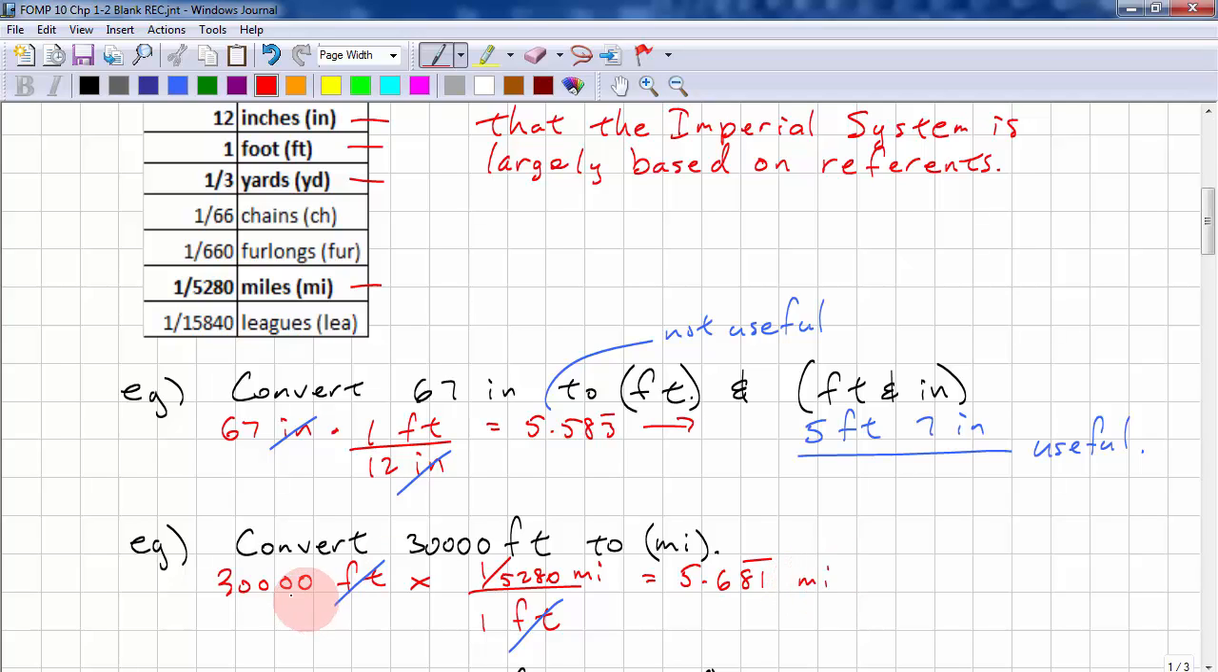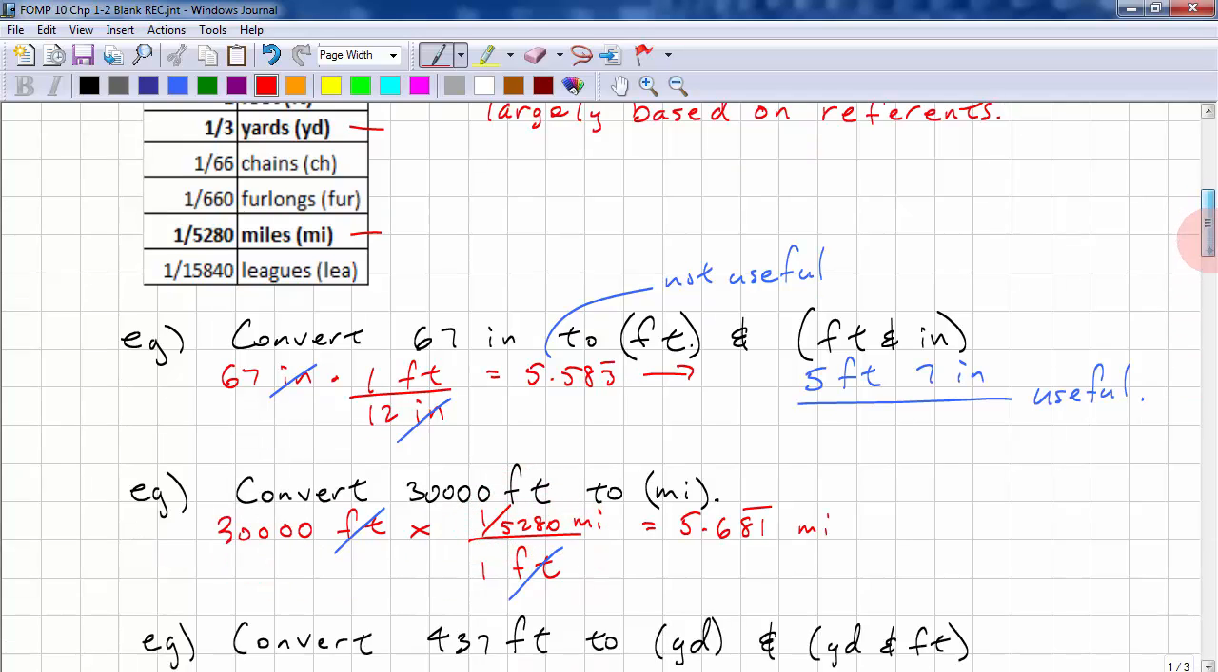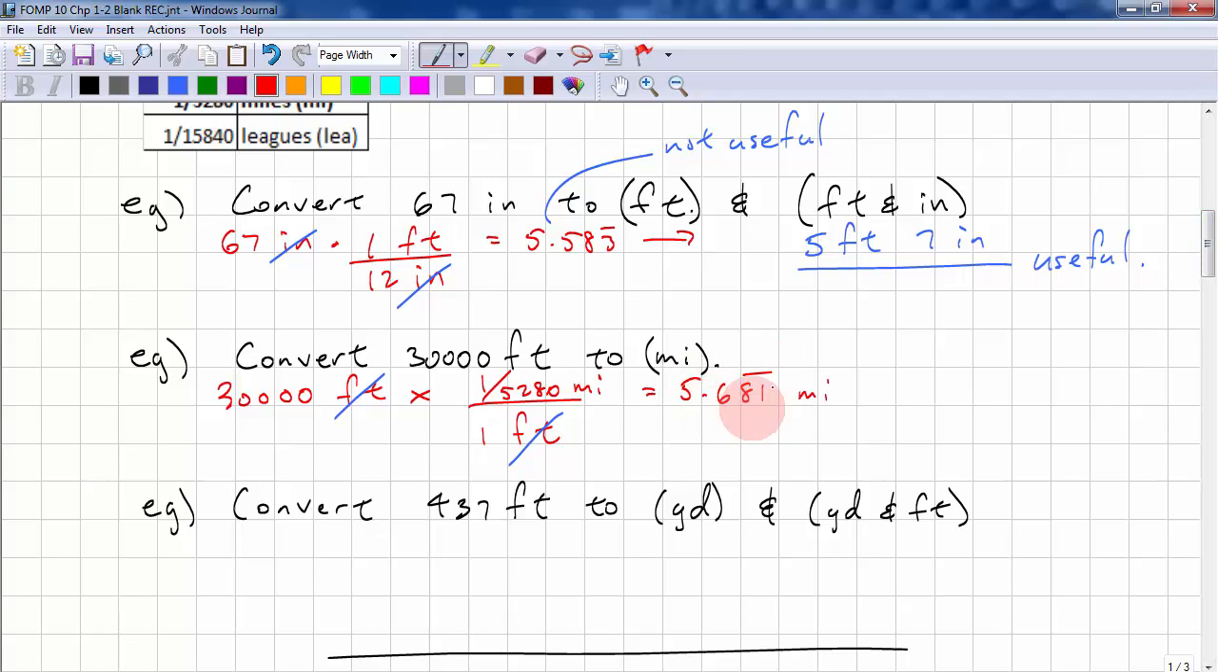Okay, how do you determine the order of operations here? 30,000 times, and this is 1 over, and that means we divide. Is this a useful measurement? Yes, because odometers measure in tenths of a mile. So here it's okay to have decimal values. Here, not so much.